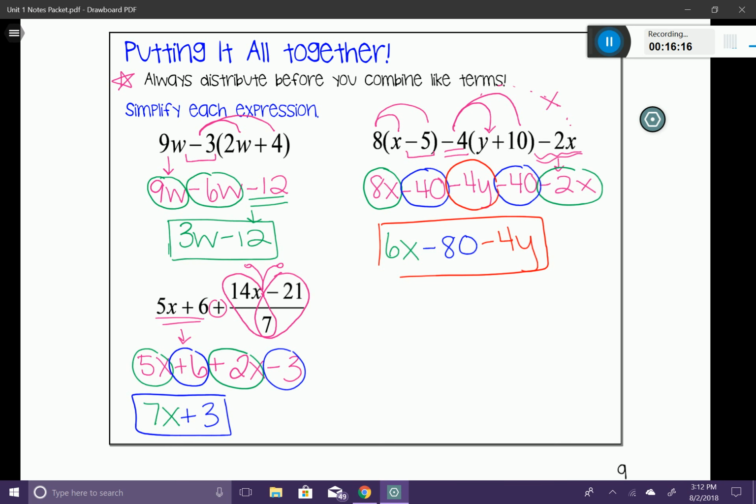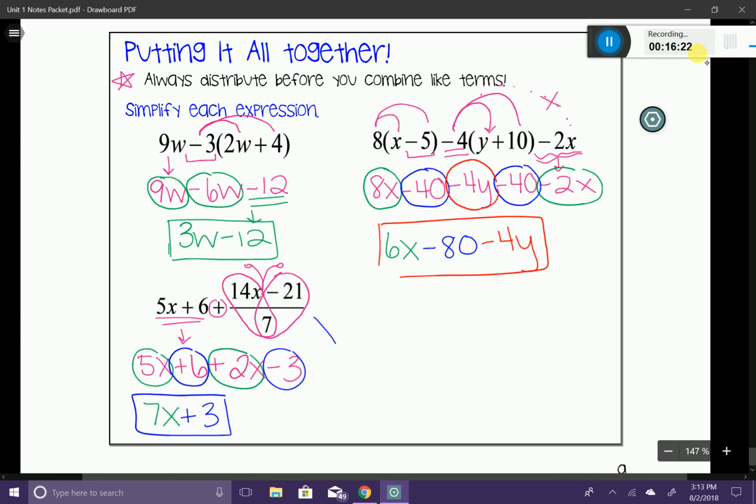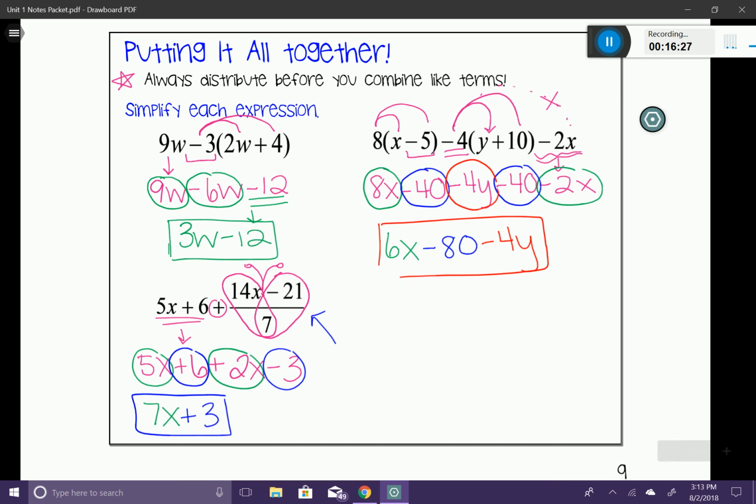All right, so that was a little lesson on the distributive property and combining like terms, and I did add this little butterfly technique just to kind of show you this in case you encounter it in some of the problems that you're working.